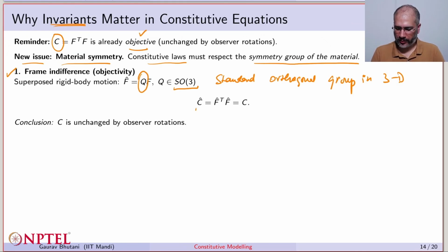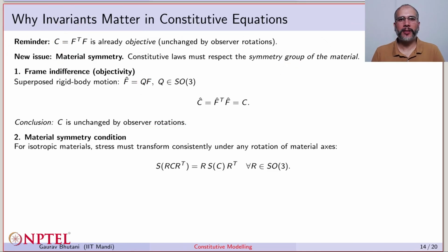So we calculated that the transformed C prime, or in this case C hat as we call it, is the same as C. So C is objective. So that is checked: C is unchanged by the observer rotations.